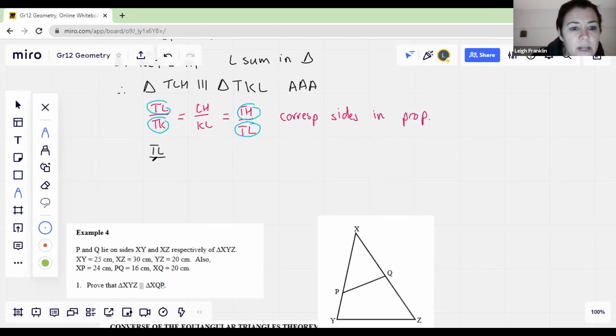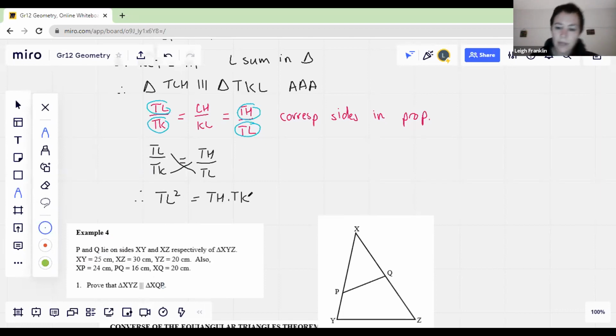TL over TK equals TH over TL. And now you're just going to cross multiply. And therefore TL squared equals TH times TK. How do you feel? Does that make sense? Is that easy enough? It's very similar to what we were doing last time. Just we didn't look at any squares.